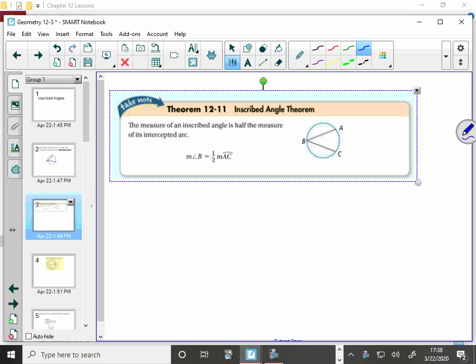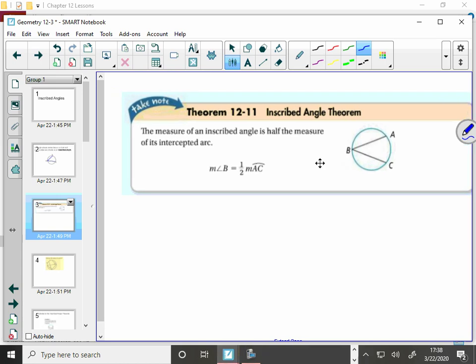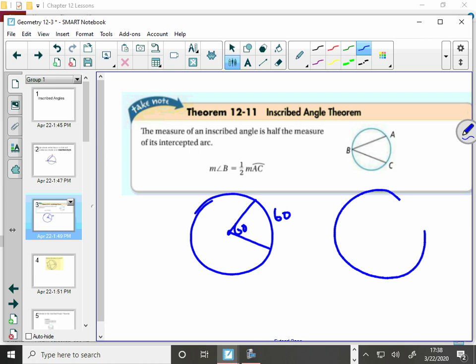The inscribed angle theorem tells us how to find the measure of an inscribed angle. The measure of an inscribed angle is half the measure of the intercepted arc. So, for example, first of all, you remember central angle. If this central angle is 60, then the measure of the arc is 60. Central angles and arcs are the same. With an inscribed angle, the angle is half the arc. So if the arc is 60, that means the angle is 30. An inscribed angle is half the measure of its intercepted arc.